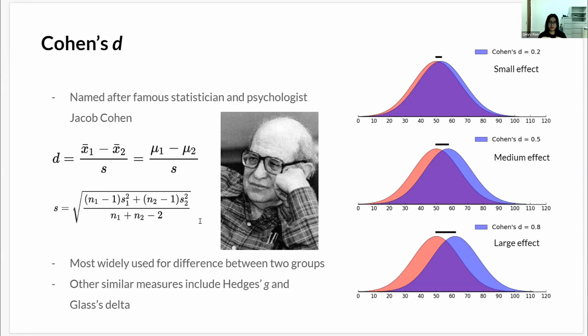So people come to Cohen asking, what does Cohen's d mean? What does a Cohen's d of 1 mean? Can you give us an interpretation of what these numbers mean? And Cohen was very reluctant to do that, because he thinks that the interpretation of effect sizes should be based on the specific context in which the research is conducted.